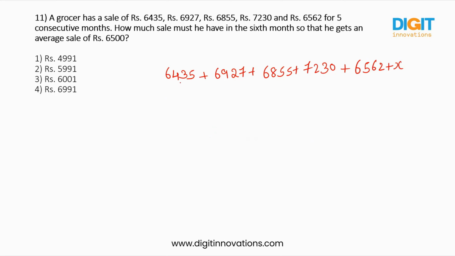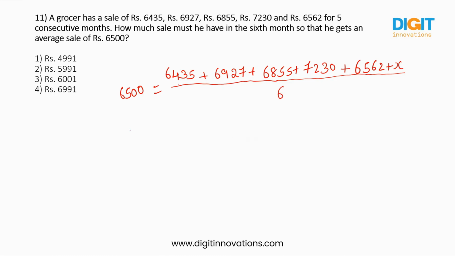So sum of observations, these are plus the sixth month. The sixth month we don't know, I'm taking it as X, by total number of observations. How many months are there? 1, 2, 3, 4, 5, 6. So total it is 6 months. And their average is 6,500. Okay. I'm taking this value to this side, and then it would multiply 6,500. So by adding all these values, you'll get the value.